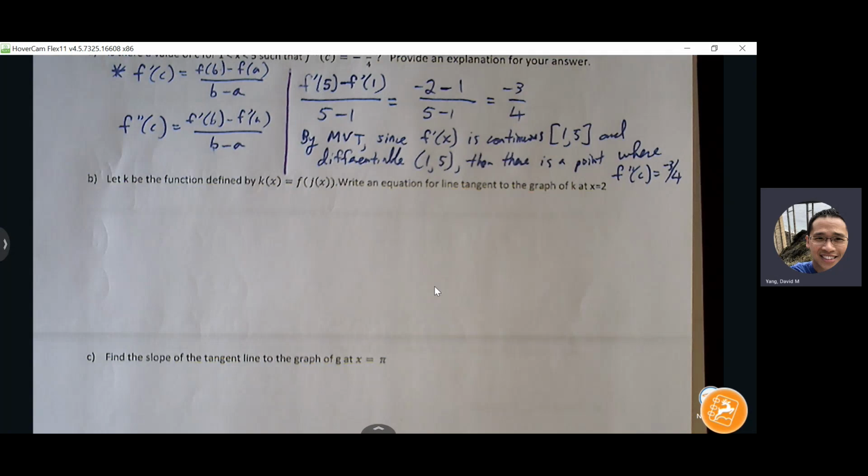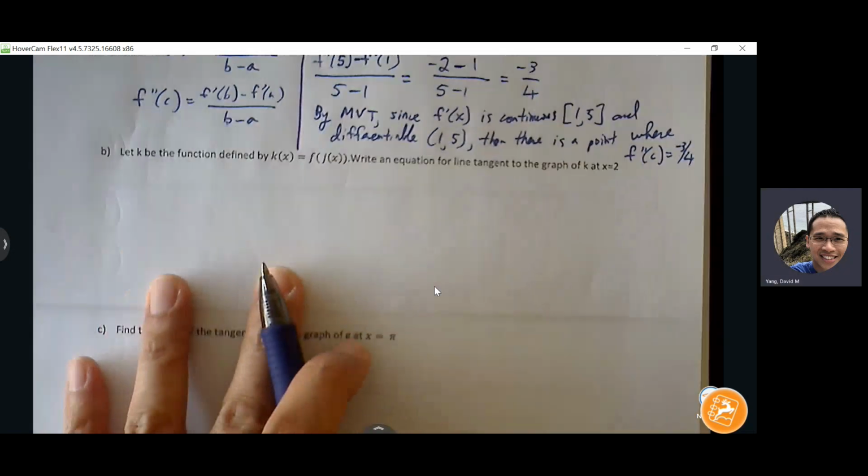But basically, imagine if there was an f prime graph and f prime of 1, f prime of 5. If I find the rate of change here, there must be a place where f double prime is going to be equal to -3/4, because this is equal to -3/4. There must be a place where the exact rate of change is -3/4 as well.